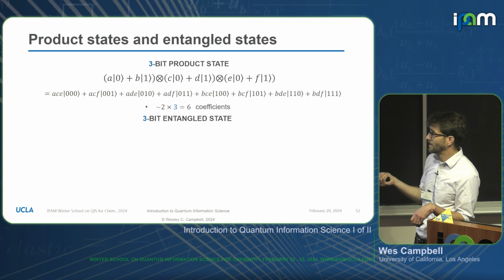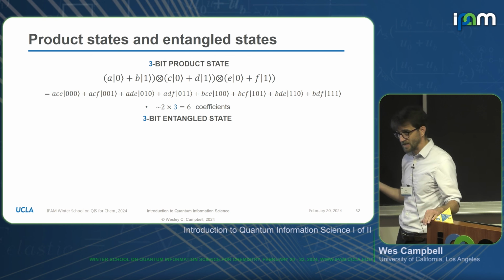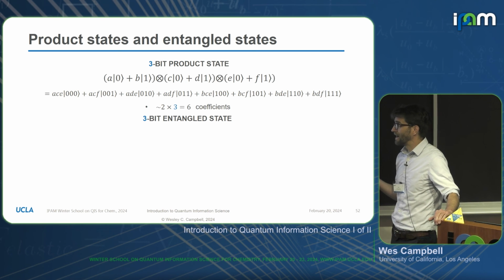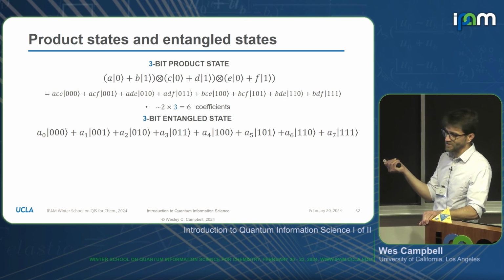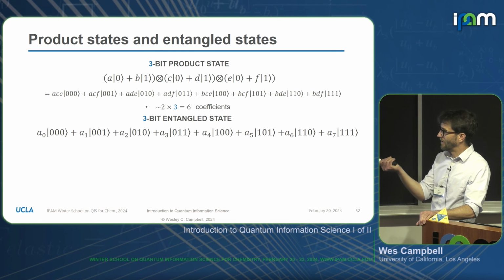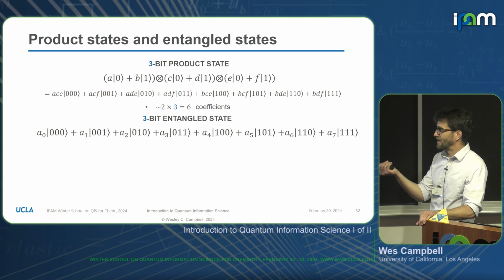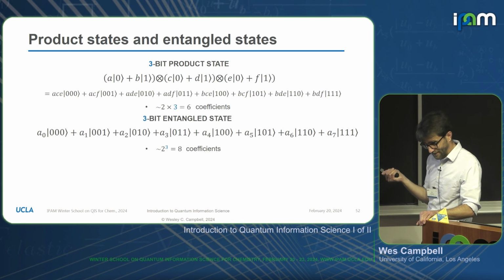If, however, I allow the system to explore the full state space allowed by quantum mechanics, I allow states of the form of this, where I can have independent coefficients here, as long as it's normalized and things like that, right? Okay? All right? This is a 3-bit entangled state. And an entangled state means that I can't decompose it as a product of individual qubit states. Okay? The number of coefficients here is 8. All right? This does not sound like a big difference, because it is not. 6 versus 8 is not a very big difference.